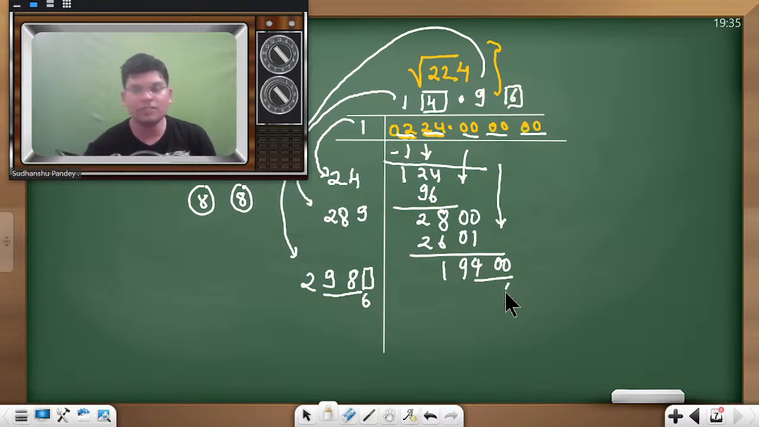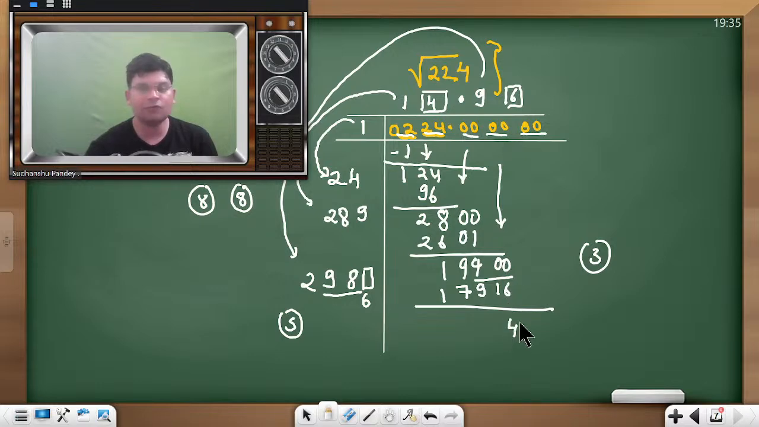6 into 6 is 36. 6 into 8 is 48 plus 3, 51. 6 into 9 is 54. 54 plus 5 is 59. And 6 into 2 is 12 plus 5, 17. So 10 minus 6 is 4. 9 minus 1 is 8. Then 18 minus 9 is 9. 8 minus 7 is 1.